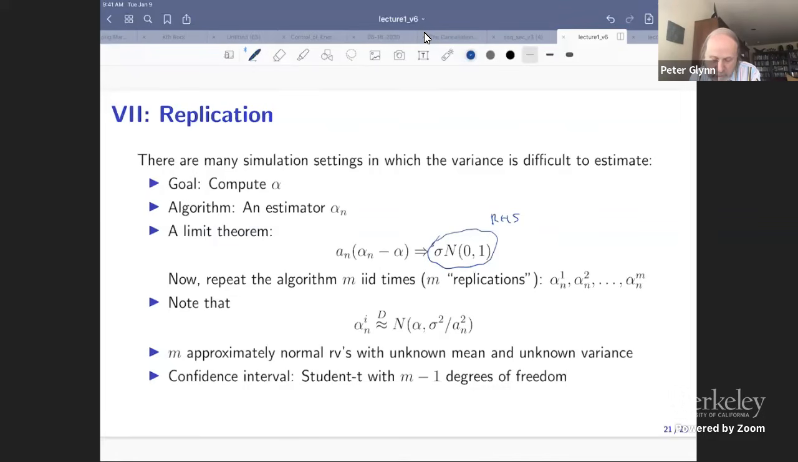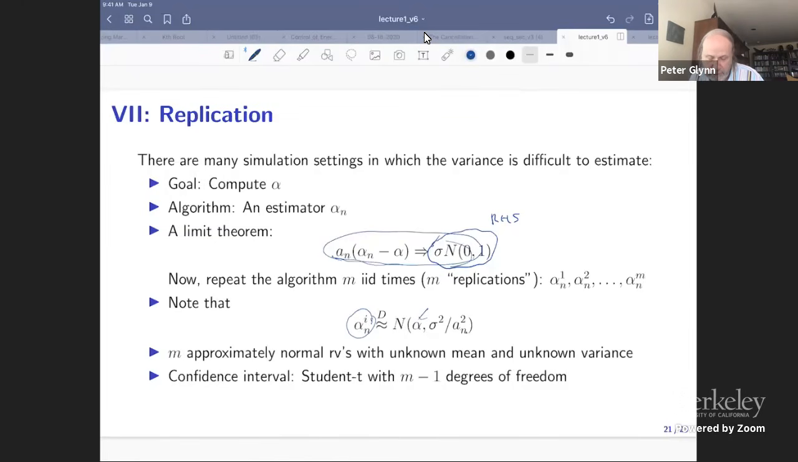You can just take your algorithm and run the whole algorithm, let's say m IID times. So these are the replications. And then each of these replicated estimators satisfies this limit theorem, which means, of course, that for large values of n, the estimator alpha_n^i coming from replicating the algorithm on the ith iteration looks approximately like an independent normal with a mean equal to the parameter that we're trying to compute and with a variance that is the variance associated with this particular limit theorem. Again, if you square both sides and you assume that the variance of the left-hand side converges to the variance of the right-hand side, that would be telling us that the variance of alpha_n looks approximately like sigma squared over a squared_n for large values of n.